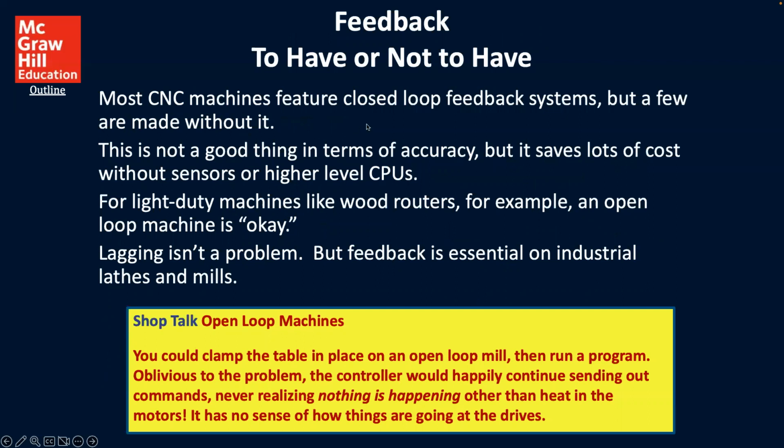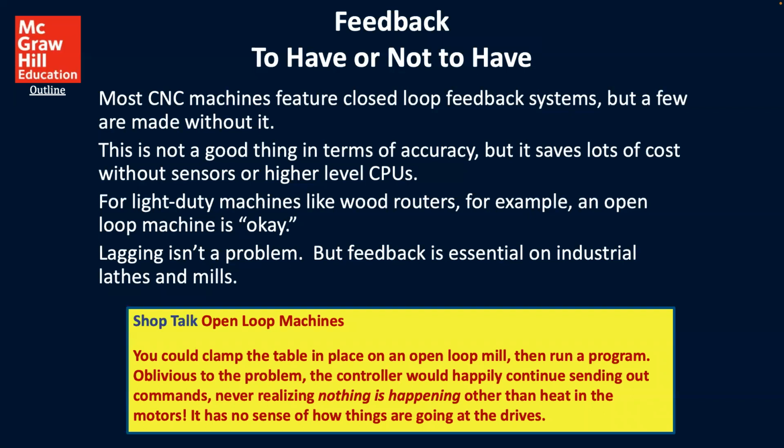Most CNC machines feature a closed loop feedback system, but a few are made without it. This is not a good thing in terms of accuracy, but it saves lots of costs without sensors or higher level CPUs. And so that can be one of the trade-offs that might have to be made for what you need and what tolerances you have for inaccuracies. For light duty machines like wood routers, for example, an open loop machine is okay. Lagging isn't a problem, but feedback is essential on industrial lathes and mills.